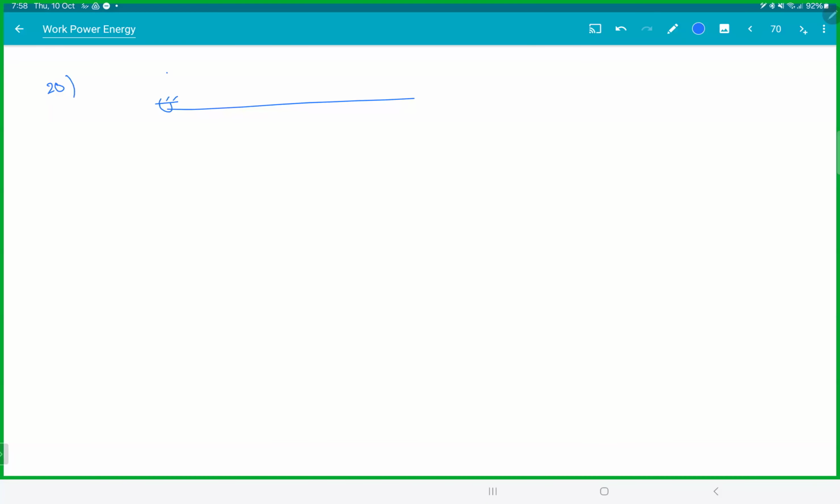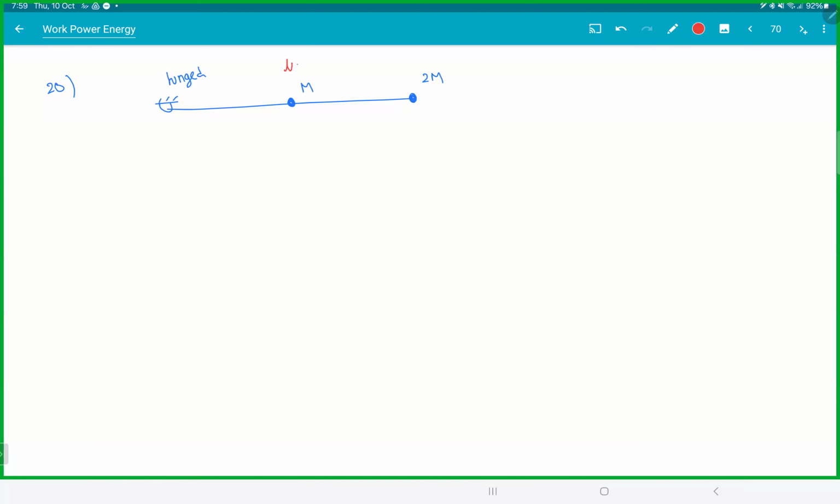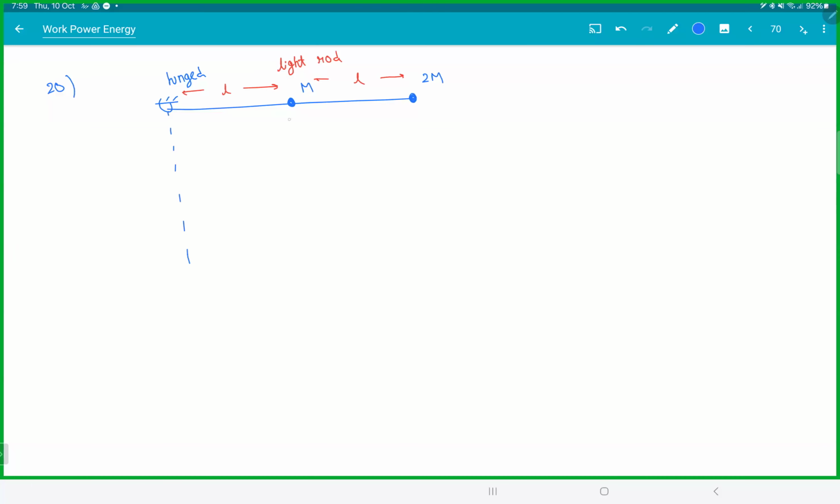Let's say we have a rod here. This is hinged, meaning basically it is fixed. We have a mass m. We have a mass 2m. This is a light rod. It's not a string, it's a rod, but it has no mass. It is a light rod. This length is L. This length is also L. This is released from rest. So they will swing like this.